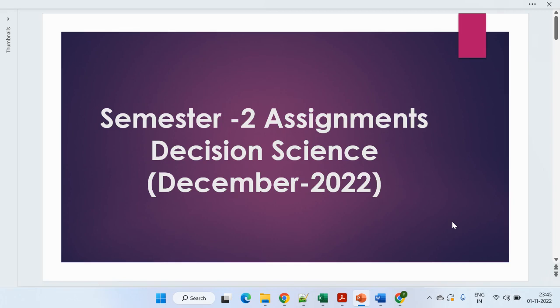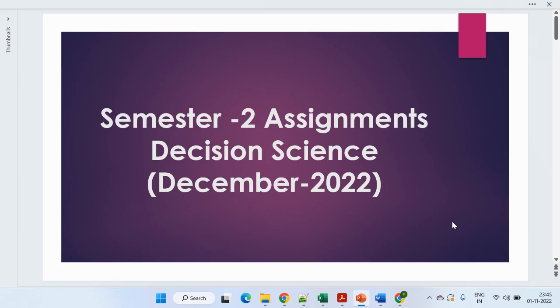So this is for the December 2022 cycle. As we discussed earlier in multiple videos, this is a regular cycle. So all the students who have enrolled in the month of maybe Jan, Feb or March 2022, and they are in second sem, if they are regular students, then you will find these assignments in your portal.